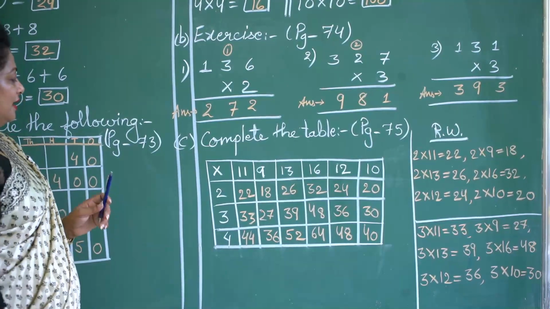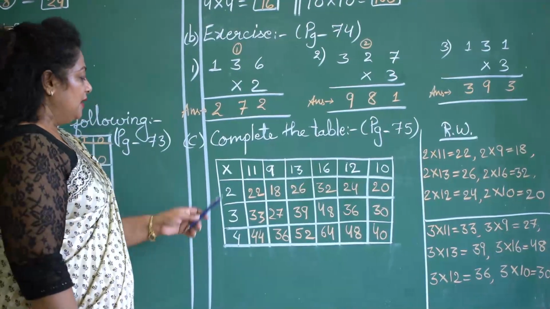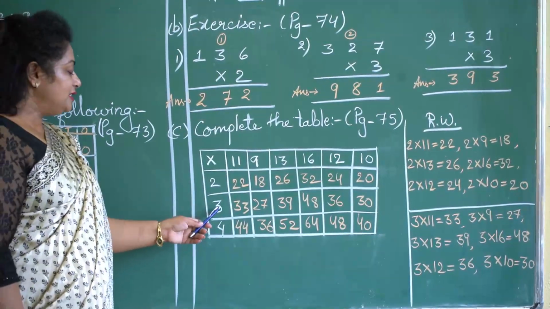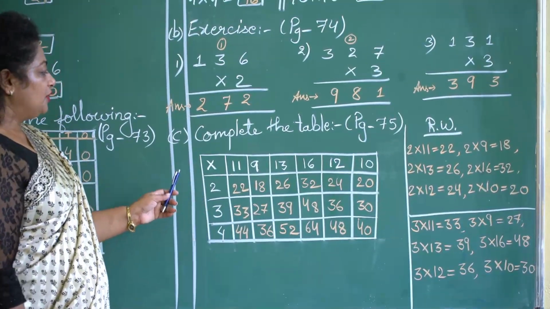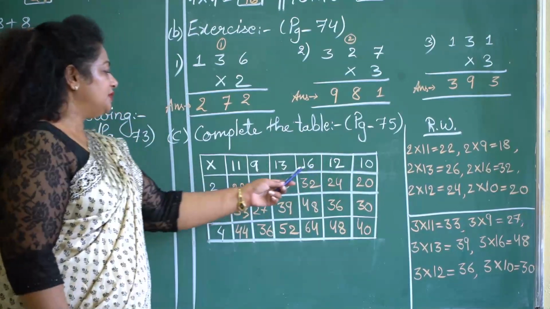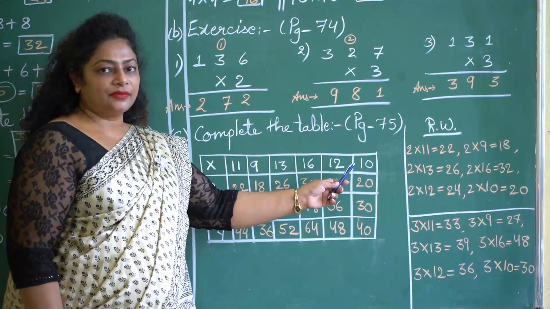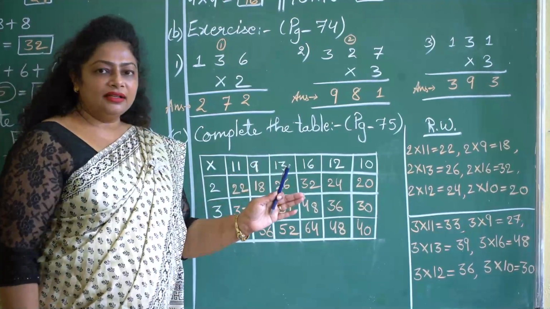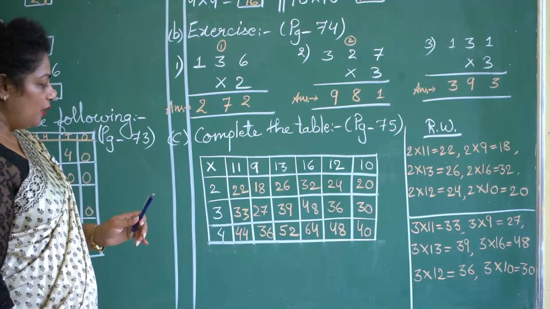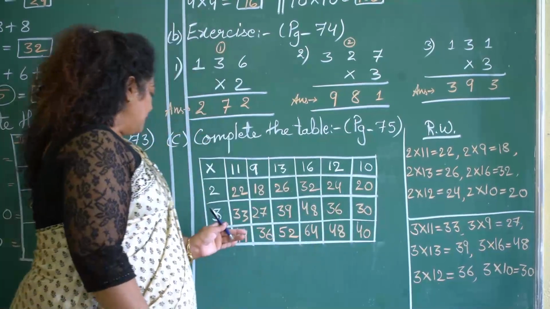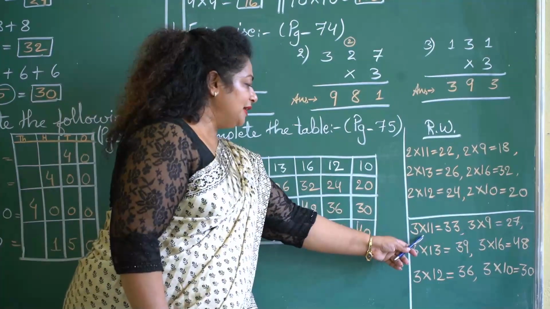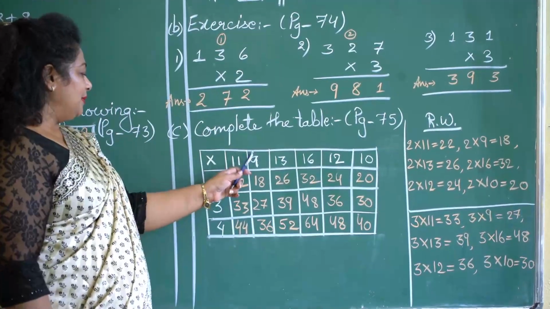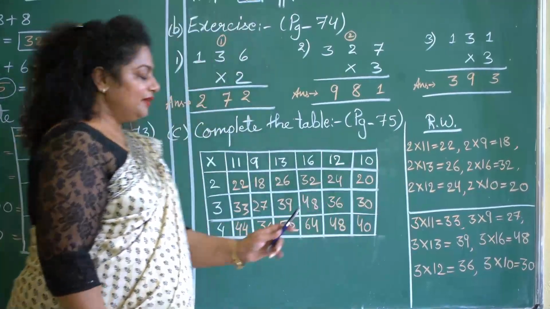Okay children, let us come to the next number. The next number given to you is 3. Again, we have to multiply this number 3 with all these numbers which are given up over here. One by one we will multiply 3 with these numbers and we will get the answer. As I have shown you in the rough column, 3 multiplied by 11 will give you 33. Then 3 multiplied by 9 will give you 27.